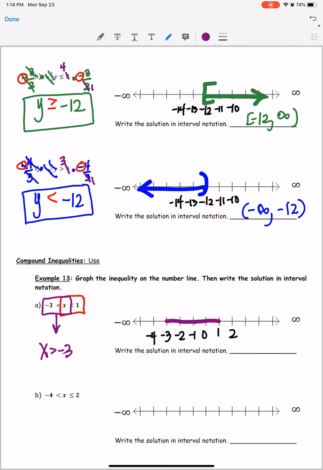And then just use the symbols. You've got parentheses here and parentheses here. So when you write this in interval notation, it looks exactly like that. Parentheses, negative 3, comma, 1, parentheses.